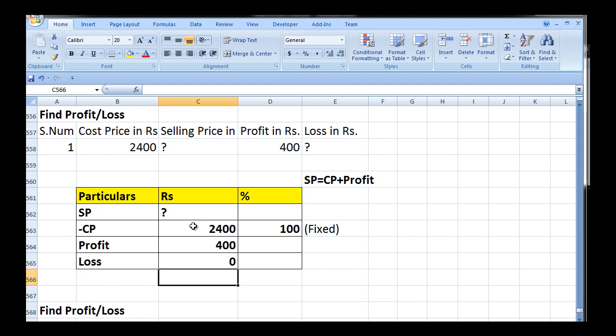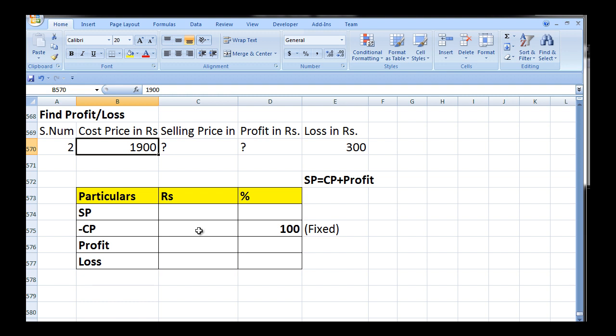Then we can write that SP is equal to CP plus profit. CP is 2400, profit is 400, therefore SP is 2800. In this way we can calculate the missing information. Now we are going to another situation. Here cost price in rupees is 1900. We have to find out the selling price and profit, and loss given is 300.